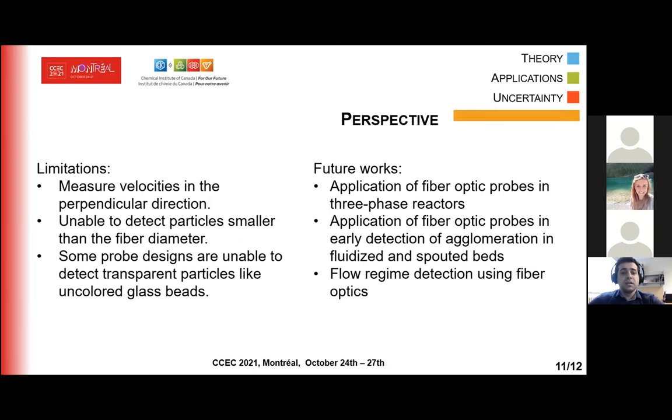So the main limitation that I faced working with optical probes was that these probes are unable to detect particles smaller than the fiber diameter. And some probe designs are unable to detect transparent particles like uncolored glass beads. So if you're using transparent particles, you have to paint them before the experiments. For future work, I suggest the application of fiber optic probes in three-phase reactors. We can use probes for early detection of agglomeration in fluidized and spouted beds and for detection of flow regimes.